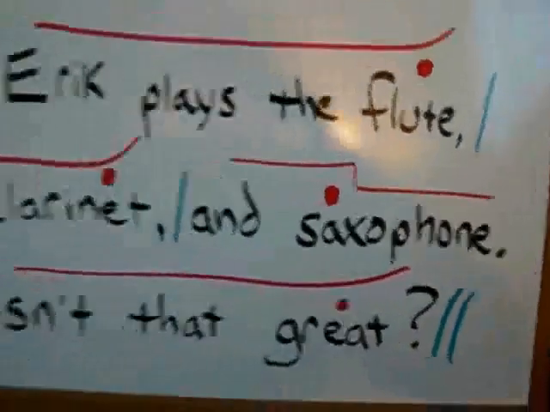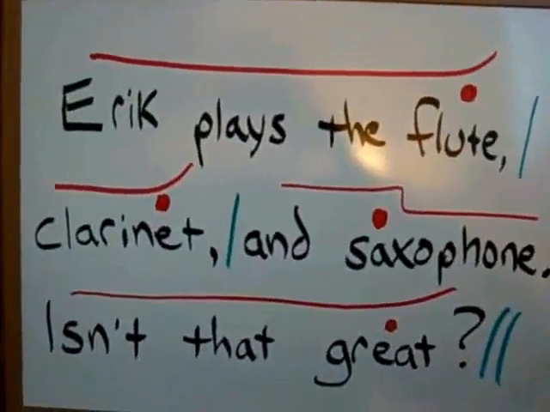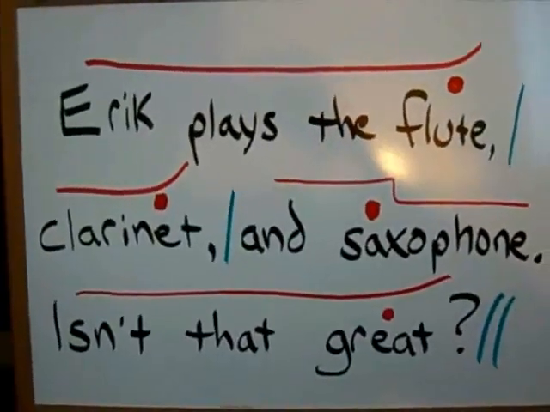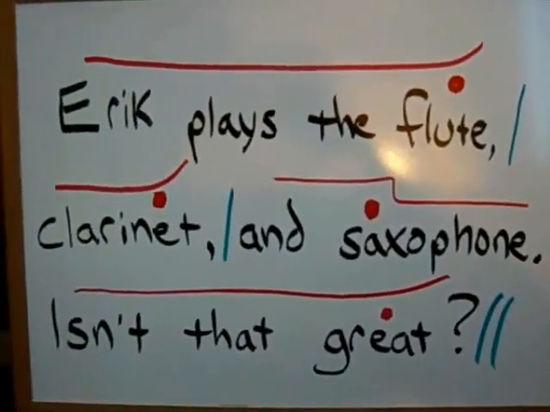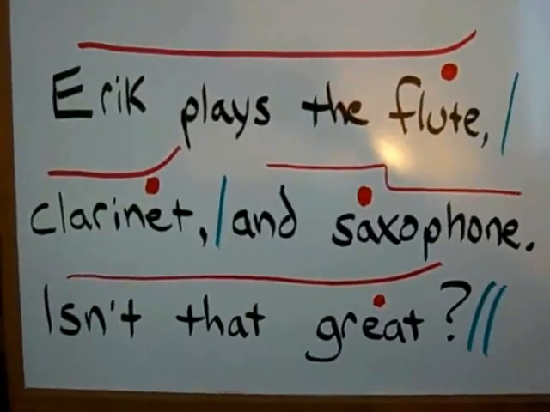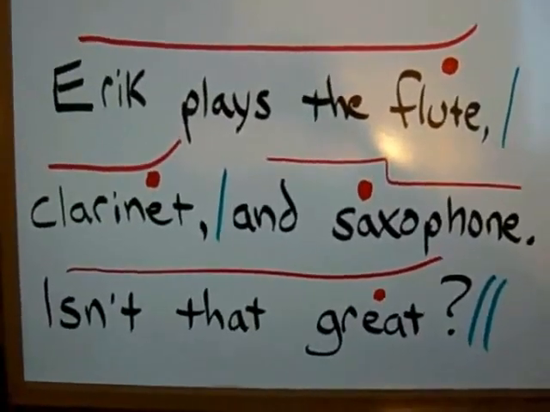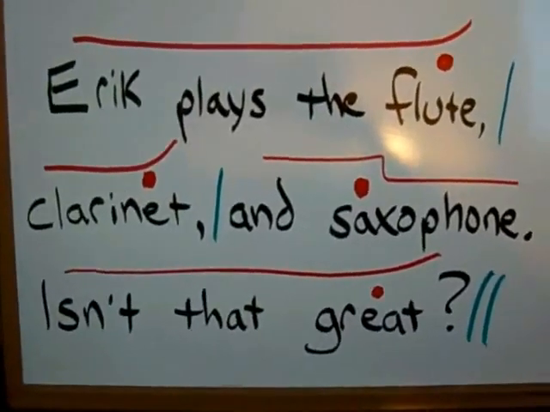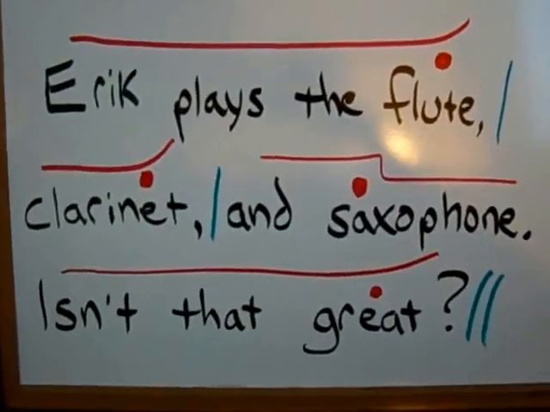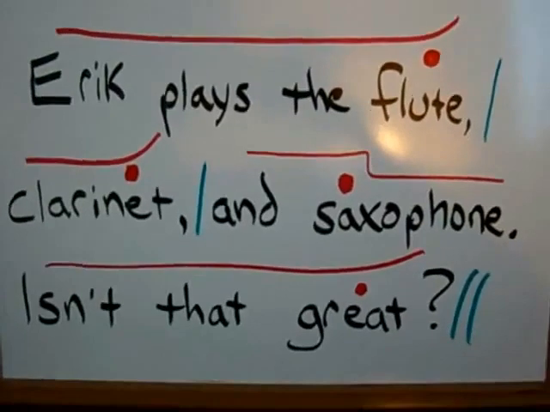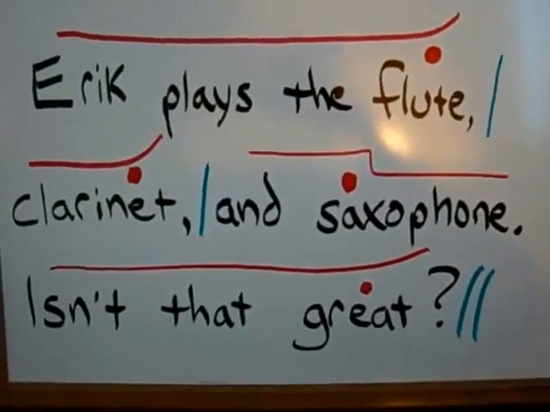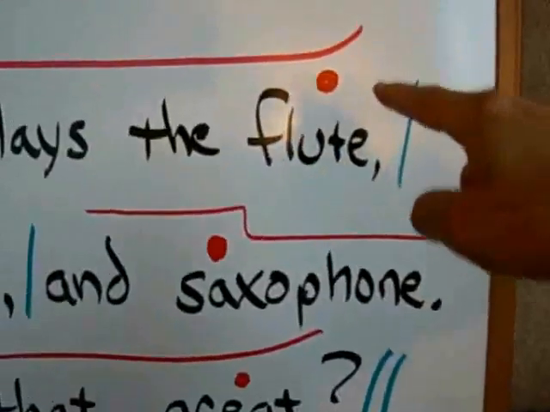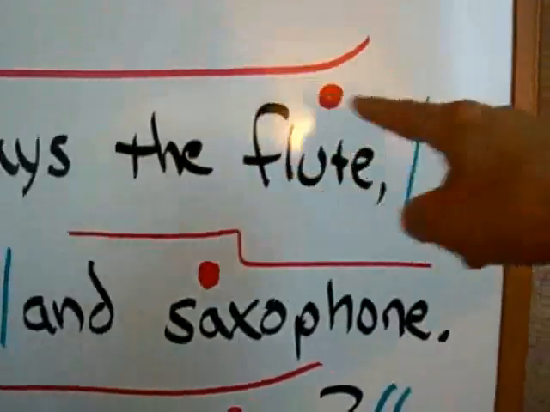Okay. Listen to how I read that sentence. Eric plays the flute, clarinet, and saxophone. Again, when we are listing items, one possible pattern is to use rising intonation in each phrase until we get to the last one. In this case, it's saxophone. Again, the number of syllables makes a difference in how we rise or fall. Flute has one syllable, so we only have one syllable to make our voice glide up.